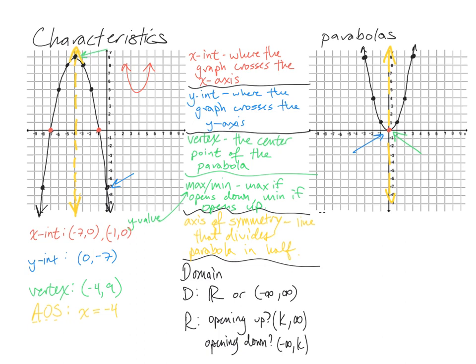Now lastly, we have the domain and range. So the domain here, no problem. You can just write all real numbers, that's fine. And this parabola is in fact opening down. So since it's opening down, our range here, R for range, would be -infinity to the y value of the vertex, which would be 9. So here is the range.